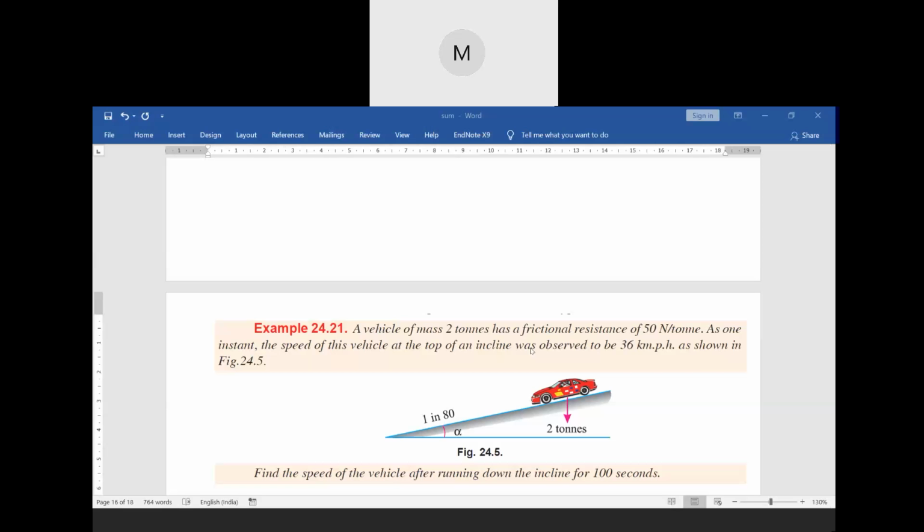Yes, sir. Yes, sir. Is it okay? Yes, sir. Okay. If you see, you can see the figure. One car is there.